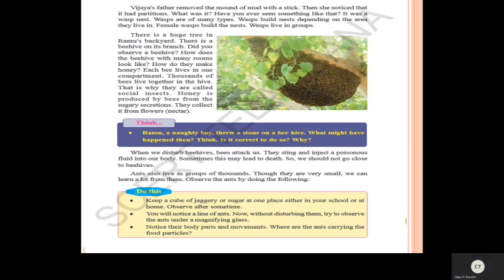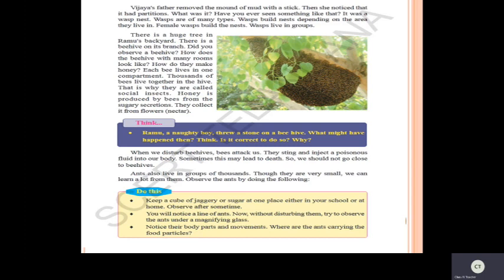Now think, Ramu, a naughty boy, threw a stone on a beehive. What might have happened then? Think, is it correct to do so? Why? Yes, children, is disturbing honeybees a good thing? No, because they are in colonies, that is, in a large group. What happens? It has a sting, it will come and bite us. Sometimes it is dangerous also. So you should not do it in such a way. It is poisonous.